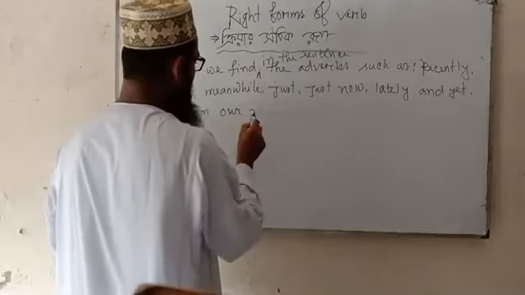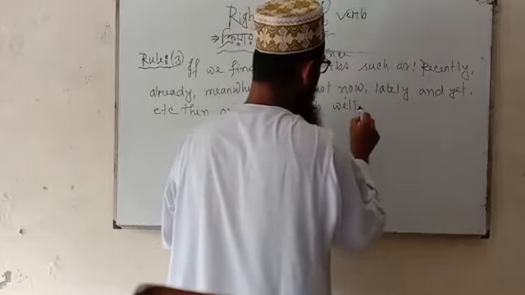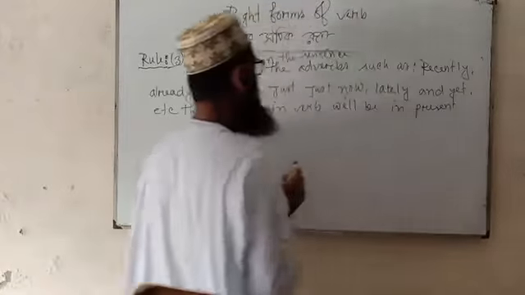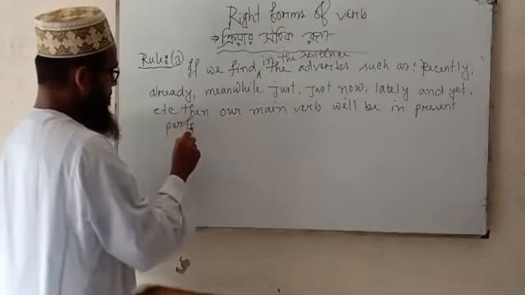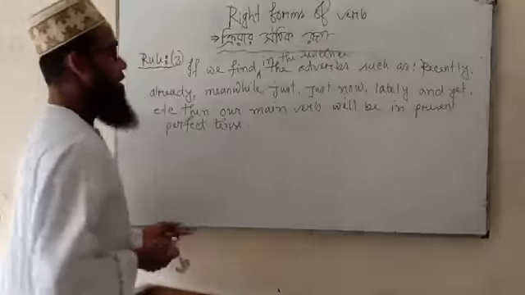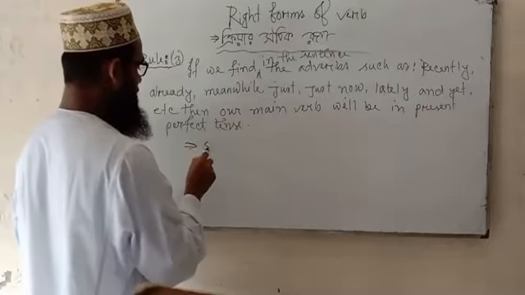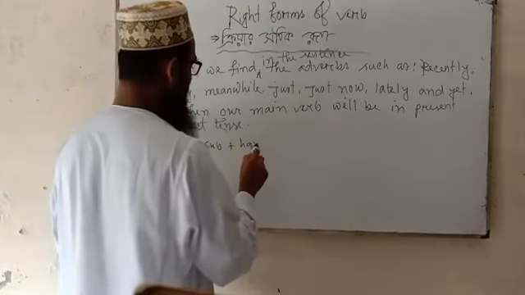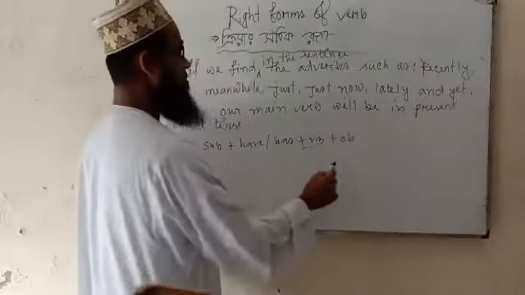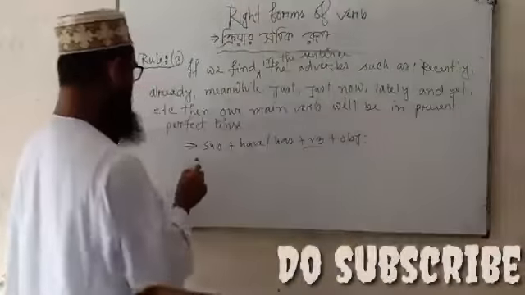Main verb will be in present perfect tense. Firstly, you can learn the structure of present perfect tense: subject plus have, has, plus V3 plus object. V3, that is the past participle of the main verb. You can take an example.